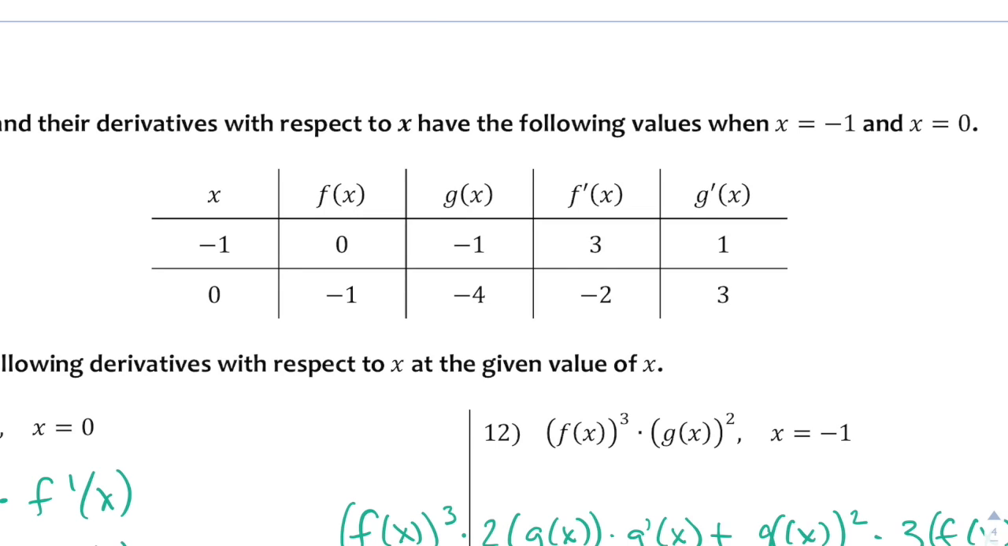So everything is listed in my table. It's really nice. I don't have much algebra to do. These are the values of inputs and outputs. So for this input, I have an output of 0 in that function. For this input, I have the output of -1 in that function. For this input, I have a slope of 3 for my first function. And for this input, I have a slope of 1 for my second function. The same goes for the last 4.